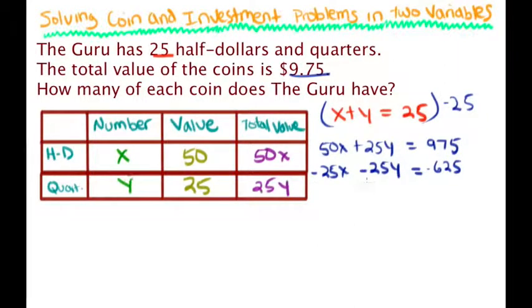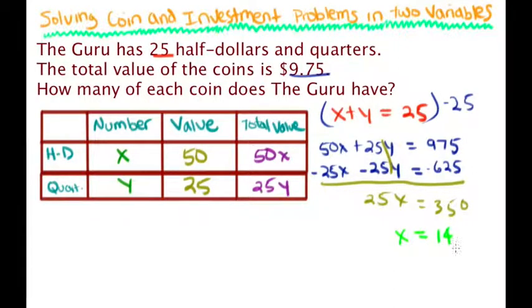So 50 minus 25 is 25x. Let's cancel out. So 25x is equal to 975 minus 625. 5 minus 5 is 0. 7 minus 2 is 5. 9 minus 6 is 3. 350. So 25x is equal to 350. So x is equal to 350 divided by 25, which would be 14.